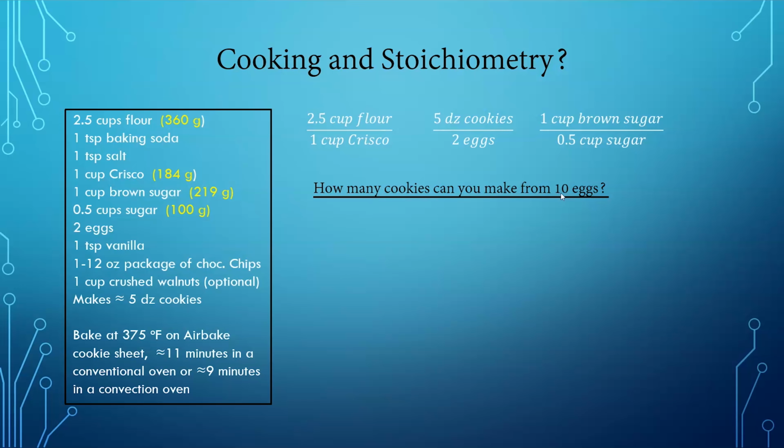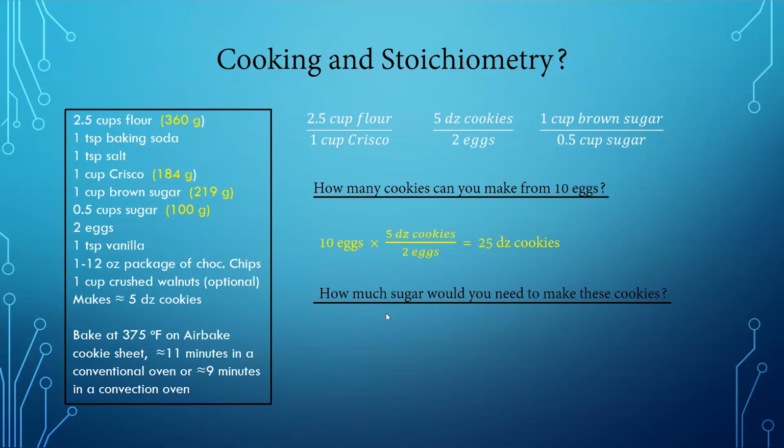How many cookies can you make from 10 eggs? Our starting point logically then would be 10 eggs. We know that we get 5 dozen cookies for every 2 eggs, so our eggs will cancel out, and we end up with 25 dozen cookies. That's a lot of cookies.